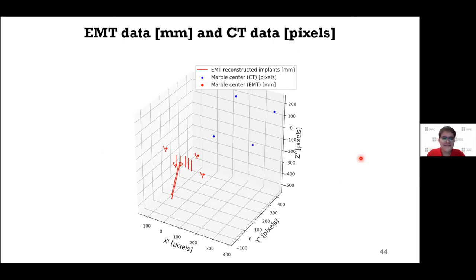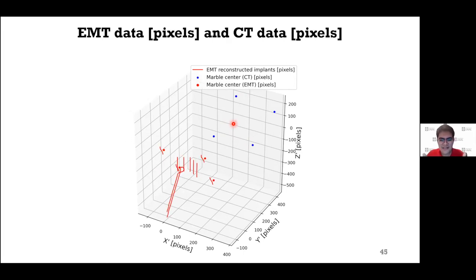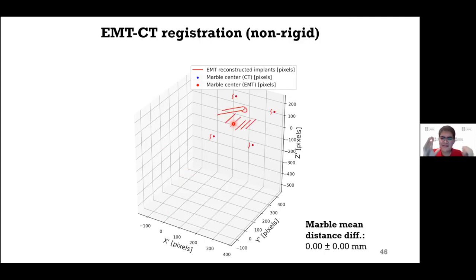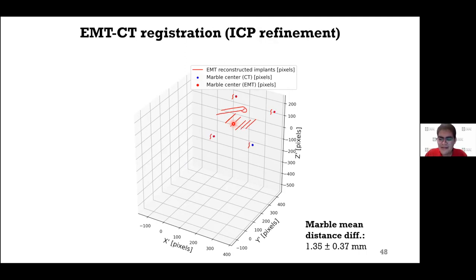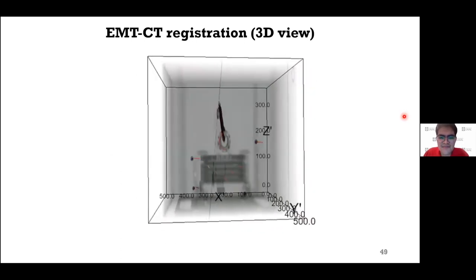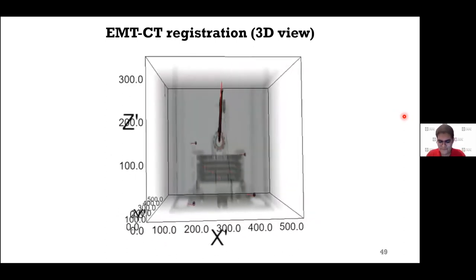So here now I plotted the EMT data, and here are the marble centers in the CT reference frame. Then I multiply with the conversion factor vector that I talked about before. And by solving the big matrix I showed you before, I was able to put the EMT into the CT. But I have to warn you, this is the non-rigid transformation. If I do the orthogonalization, I will get a rigid one, and after that I will do an ICP refinement to get a better alignment. So here is a 3D view of the EMT data in the CT reference frame, and we'll see.